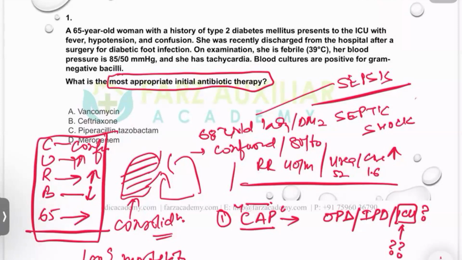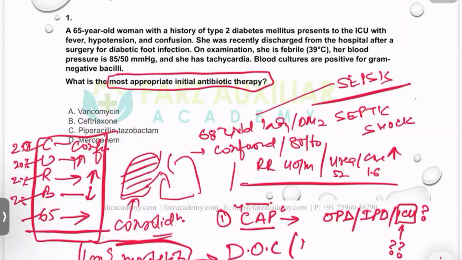Theoretically, we say every letter is adding 20% of mortality. So this patient has literally a 100% chance of mortality. So what will be the drug of choice in this patient? Antibiotic.